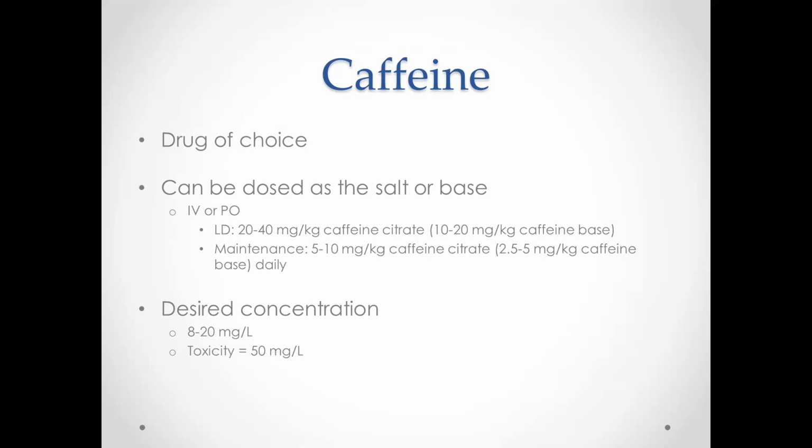Typically, you start with a loading dose of 20 to 40 mg per kg, and then you have a maintenance dose of 5 to 10 mg per kg as well. And this is daily dosing, like I previously mentioned. The desired therapeutic concentration here is 8 to 20 milligrams per liter, and toxicity levels go up to about 50 mg per liter.